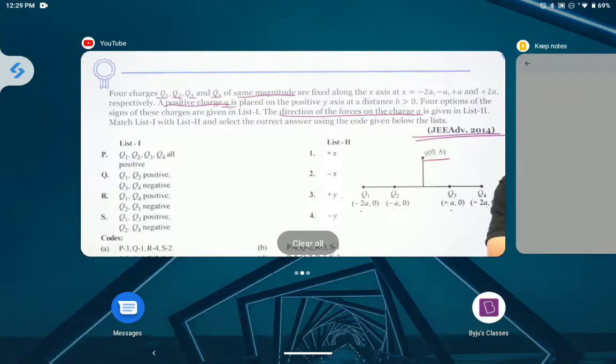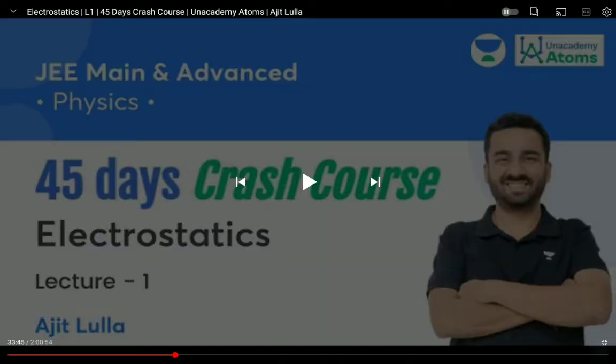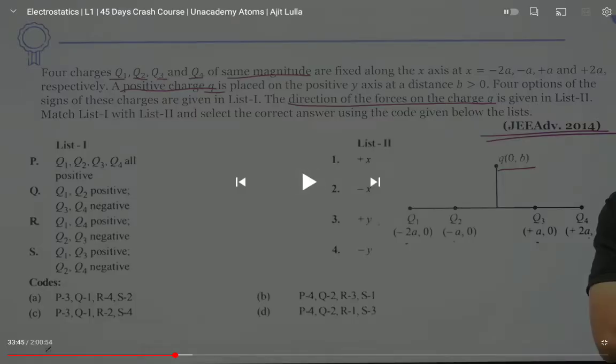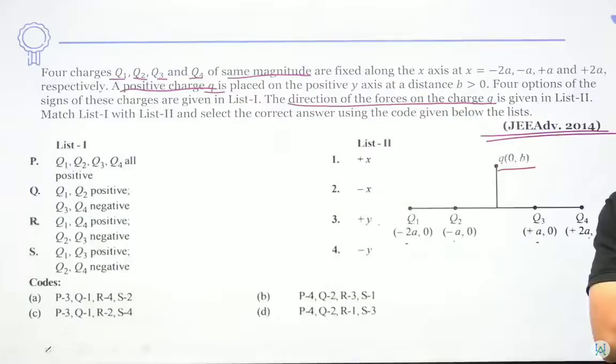The thing given to us is four charges Q1, Q2, Q3 and Q4 of the same magnitude fixed along the x-axis at x equal to minus 2a, minus a, plus a, plus 2a. See here, minus 2a, minus a, plus a, plus 2a. A positive charge Q is placed. This Q is also a positive charge, placed on the positive y-axis at a distance b.